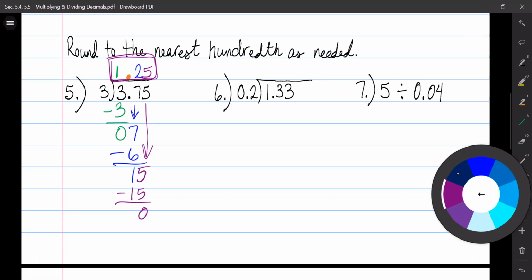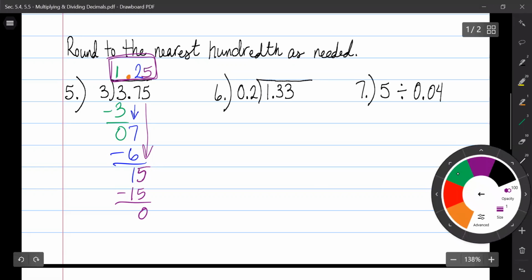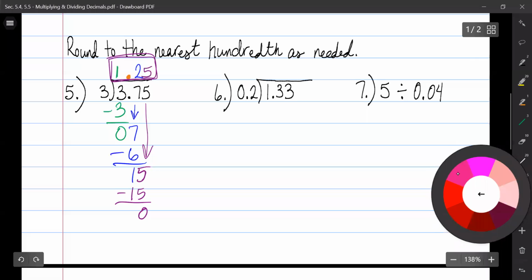And number 6. All right, so I said the first thing that needs to happen is the number you're dividing by, which is called the divisor, needs to look like a whole number. So instead of 0.2, I need to move the decimal point until that would turn into a whole number. So that means I have to move the decimal point 1 time to the right, which means I also have to move the other decimal point 1 time to the right. So it becomes 2 divided into 13.3. And then I take that decimal point and copy it above.